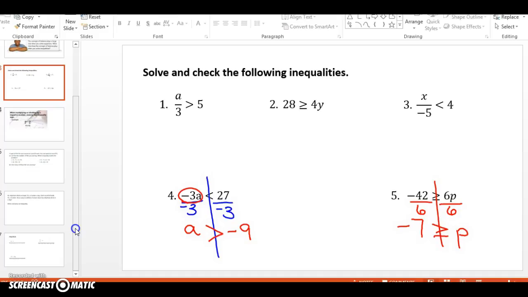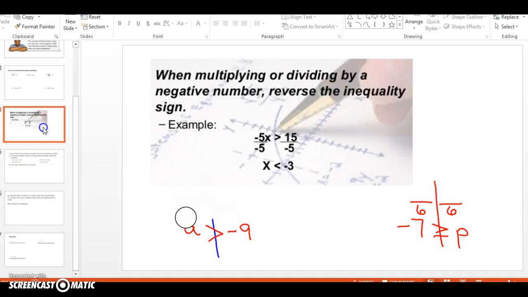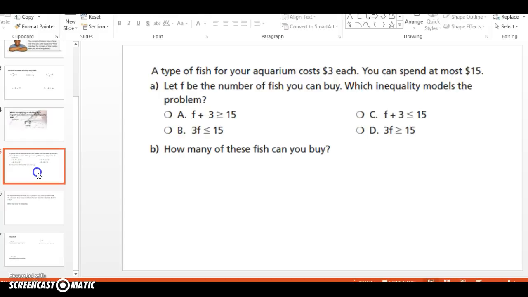All right, so we can go past this slide because this is the one I already showed you. This has your rule on it in case you need to look back at it. All right, let's see if we can write the equation. And I started off by giving you answer choices because I think it's easier to see the answer choices when you first start on this. A type of fish food for your aquarium costs $3 each. You can spend at most $15. Let F be the number of fish you can buy. Which inequality models the problem? Okay, so F stands for how many fish, and $3 is the cost of the fish food. You only have 15. Okay, so would it be A, B, C, or D?